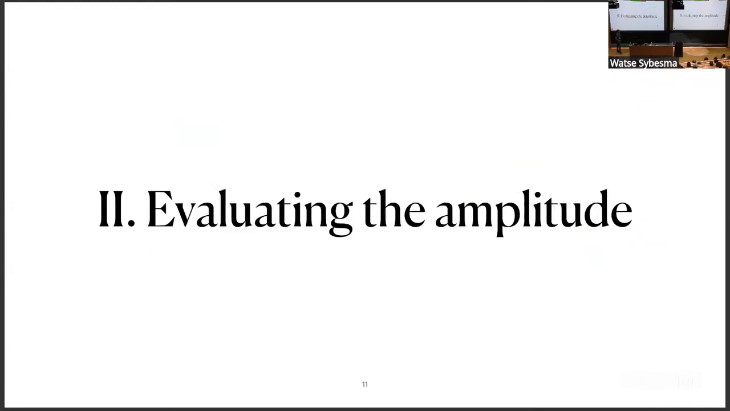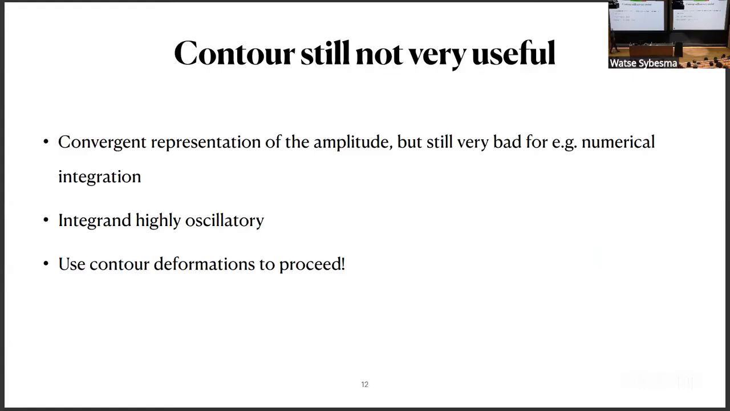Okay, so how do we evaluate it? So that's what I just said. It's convergent, but it's terrible for, say, numerical evaluation because the integrand is very highly oscillatory. So what we want to do is further contour manipulations because now we're in the realm of having a contour in some complex space, and the integrand is holomorphic in the complexification of the moduli space. It's a holomorphic function of x and y, where x is the real part of tau and y is the imaginary part of tau. And so we can do contour deformations.